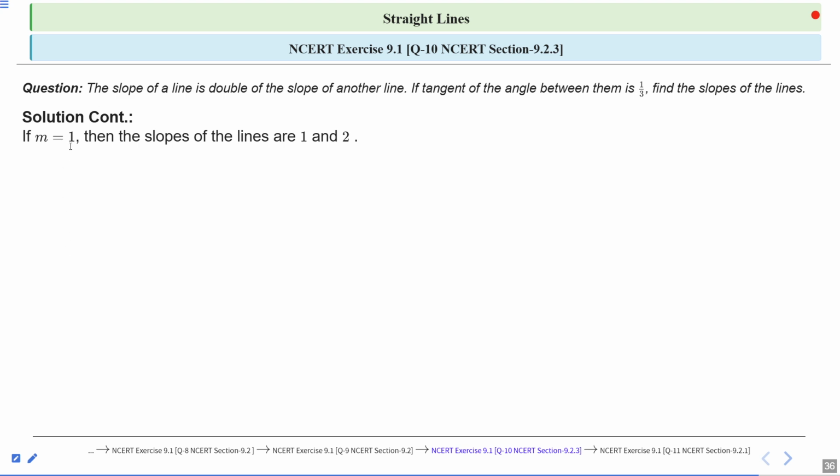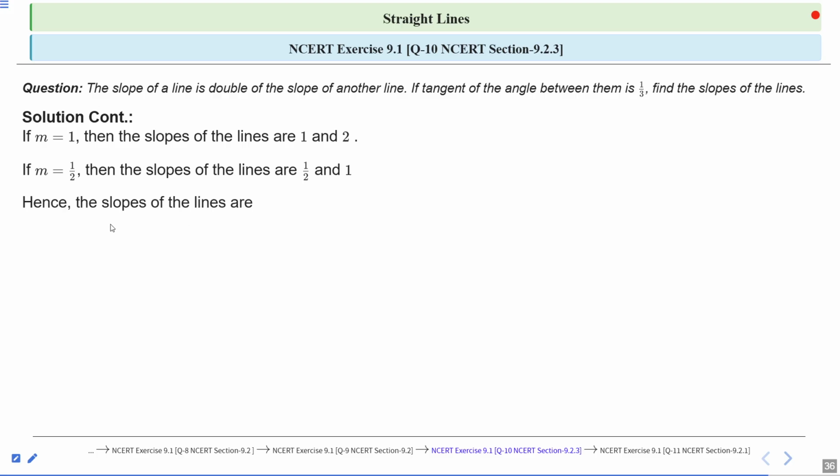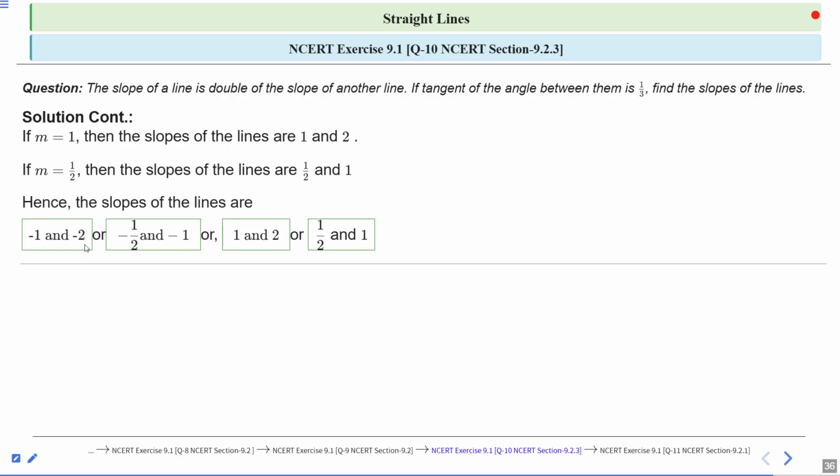If m is 1, then the slopes of the lines are 1 and 2. If m is 1/2, then the slopes of the lines are 1/2 and 1. Hence, the slopes of the lines are minus 1 and minus 2, or minus 1/2 and minus 1, or 1 and 2, or 1/2 and 1. This is the final answer. I hope it is clear to all of you. Now let us move to the next question.